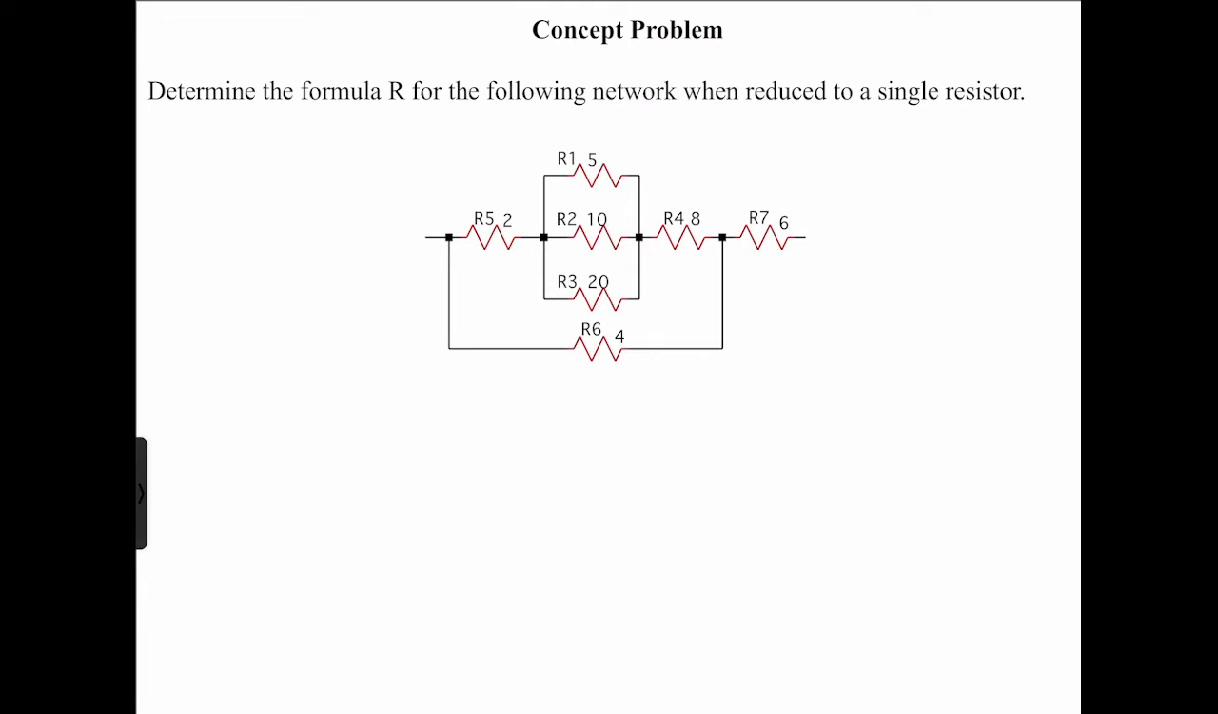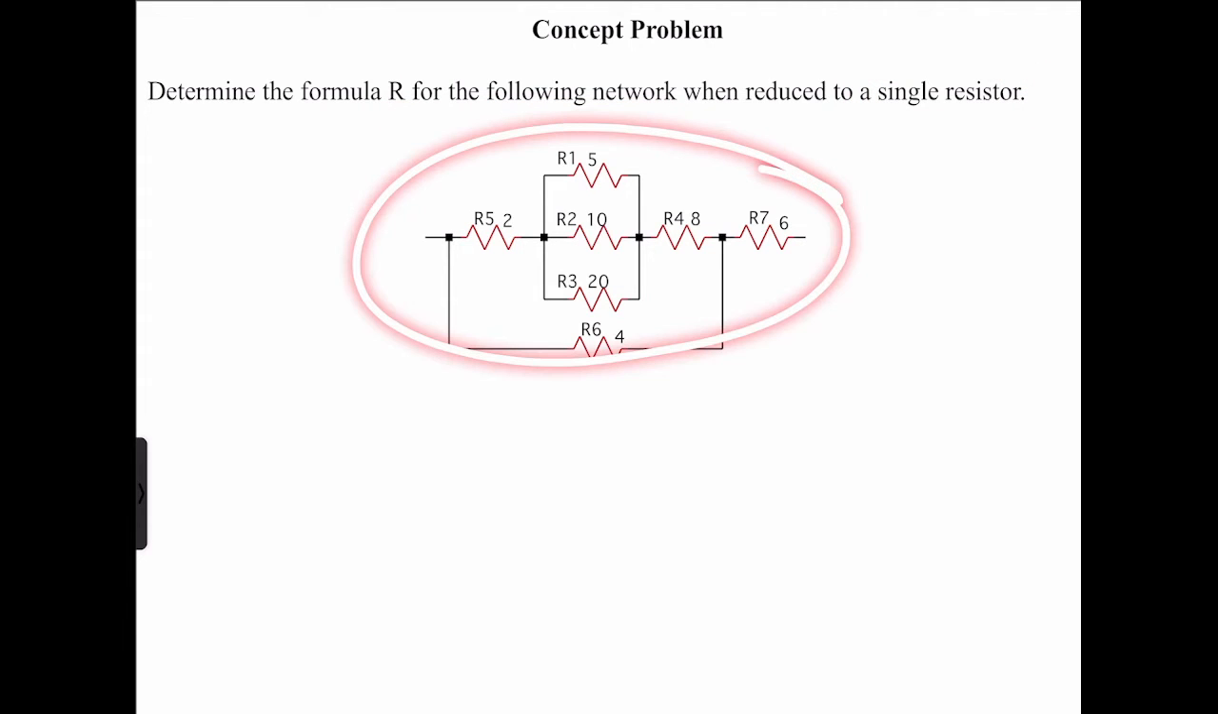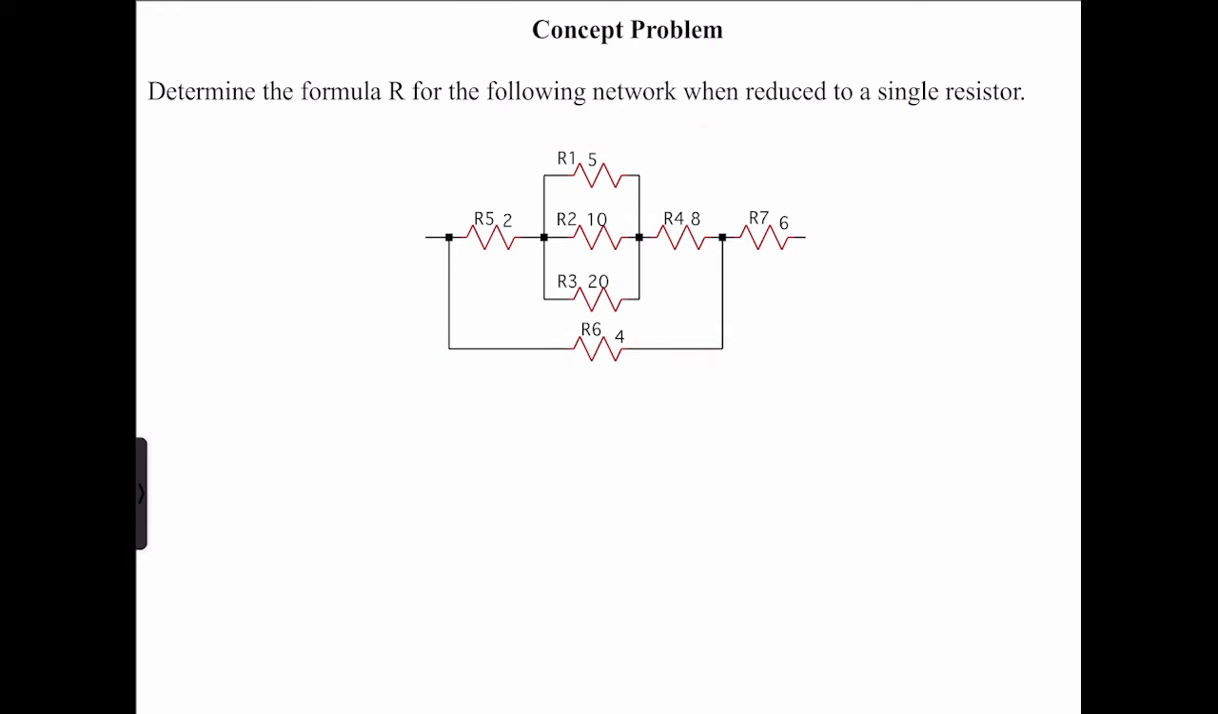In today's video, we're asked to determine the formula for the following network when reduced to a single resistor. So find the formula R for the following network that represents a single resistor. So basically we're asked to find the equivalent resistance of the following circuit and represent that by R.